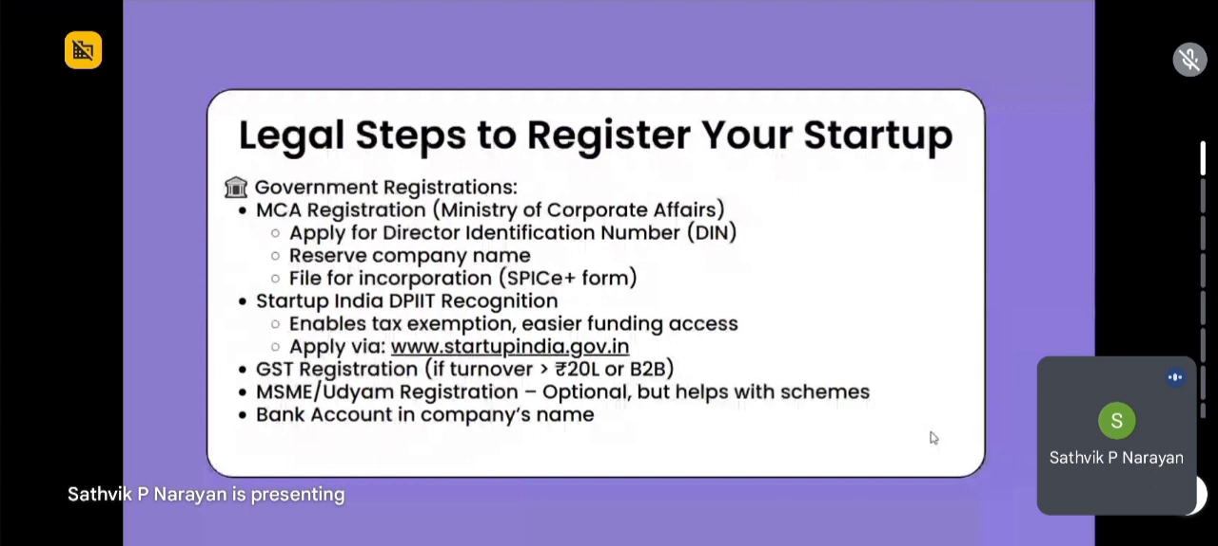The name which you have selected doesn't get allotted to you by default, right? So what they do is check whether the name has already been taken by some other company or any trademark has been filed with that name. Things like that are evaluated before the name is allotted to you for the company. Then file for incorporation, right?